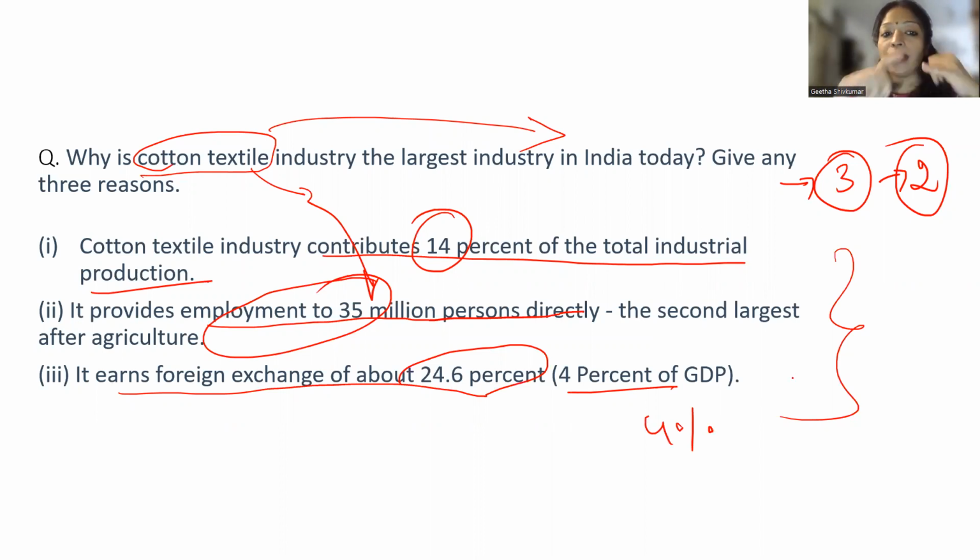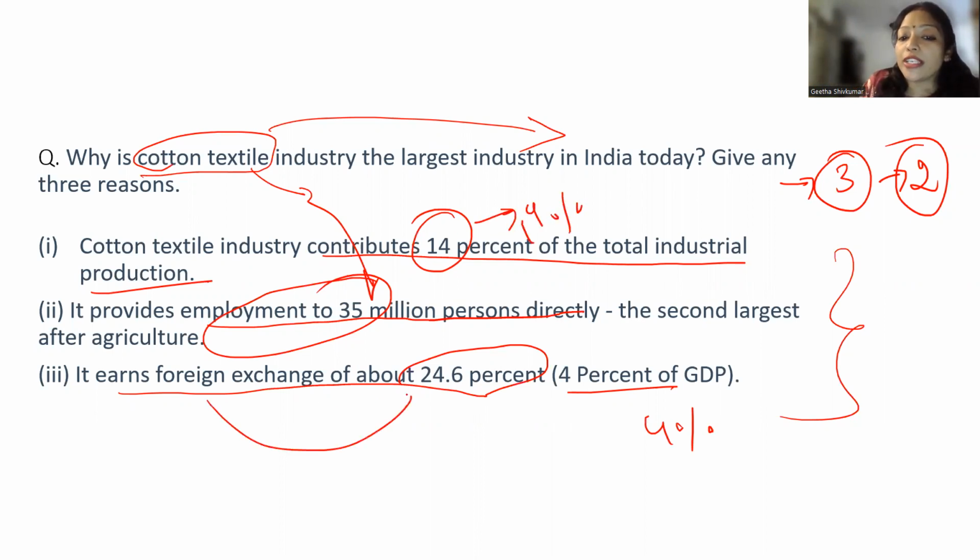Okay, so what are our points? When employment generation is happening, automatically our poverty level decreases. It contributes towards industrial production, that is 14%, and then it contributes to foreign exchange, that is 24.6%, which equals 4% of GDP.